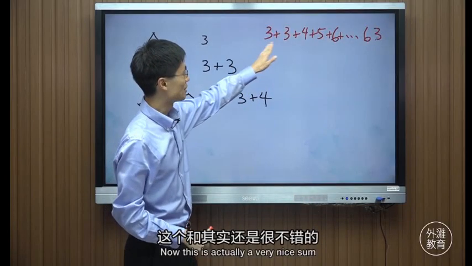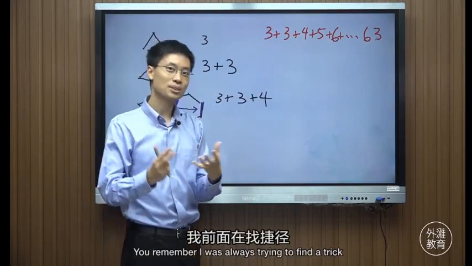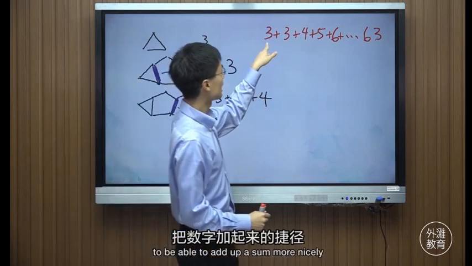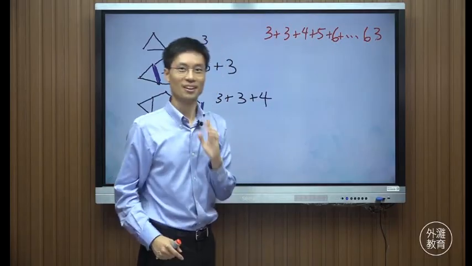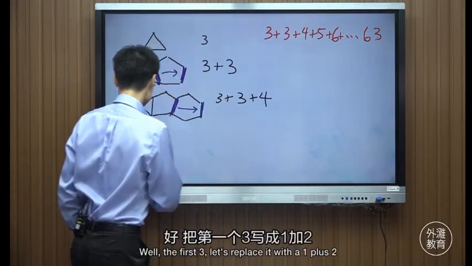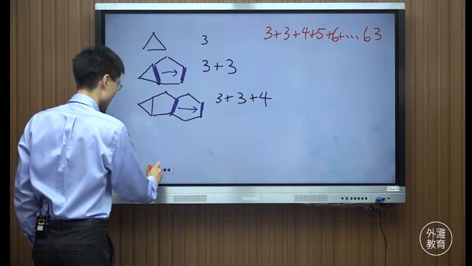Now this is actually a very nice sum. You remember I was always trying to find a trick to be able to add up a sum more nicely. And this is 3 plus 3 plus 4. Well, the first 3, let's replace it with a 1 plus 2.